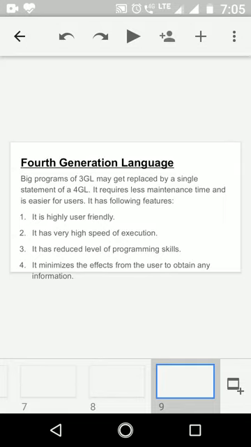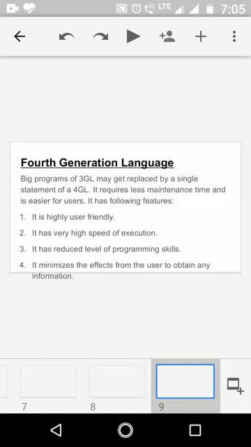A big program of a 3GL, third generation language, replaced by 4GL. The main purpose of 4GL is to cut down the development and maintenance time and make it easier for the users. Fourth generation language has the following features.